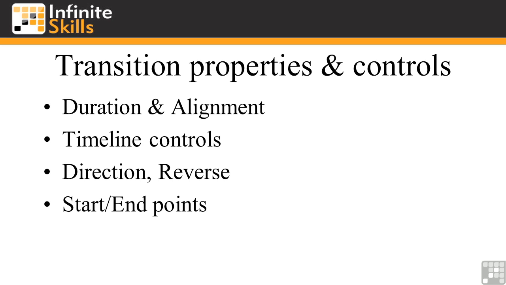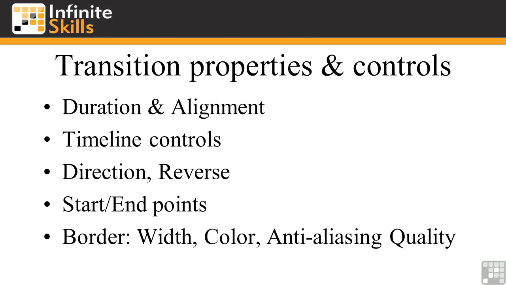I showed you that one transition in the previous lesson where the little circle started on the bird, then pulled back. That's a start point for that transition. Some transitions have borders, and the borders have characteristics like how wide is the border, what color is the border, and does it have anti-aliasing associated with it. And I'll explain anti-aliasing in this lesson.